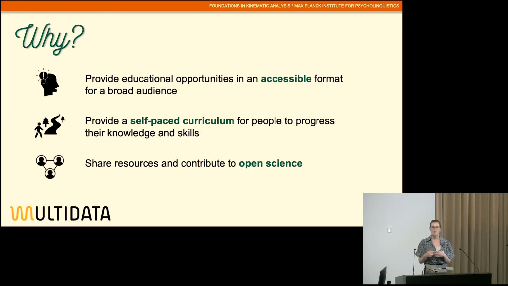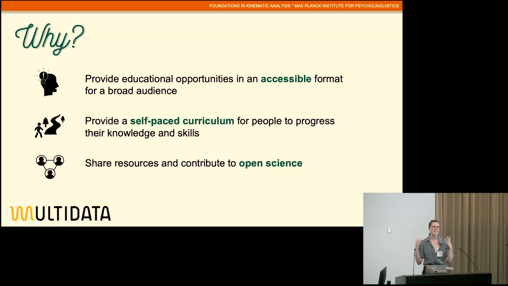And finally, we want to acknowledge how much we've learned through open science practices and from other researchers who have generously and openly shared their resources. So we also want to continue to advance the field by contributing openly available resources from our group.